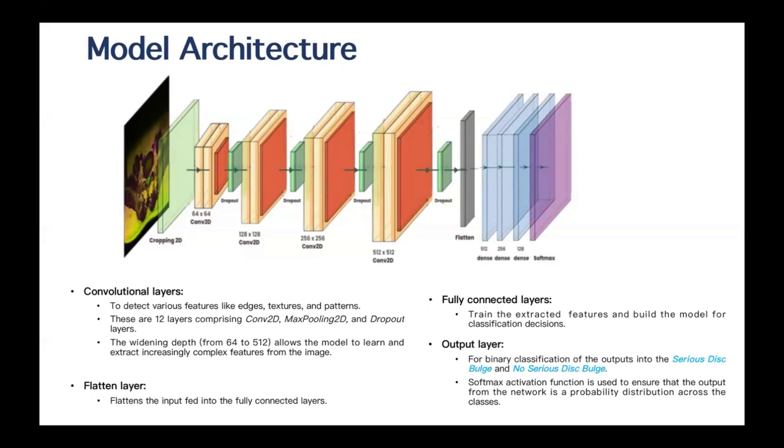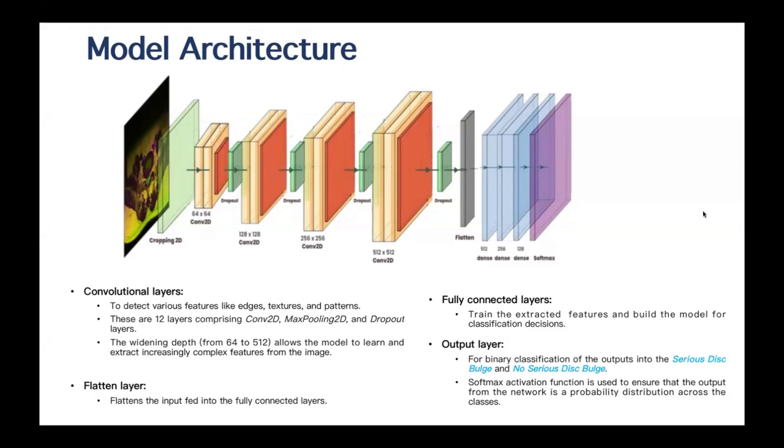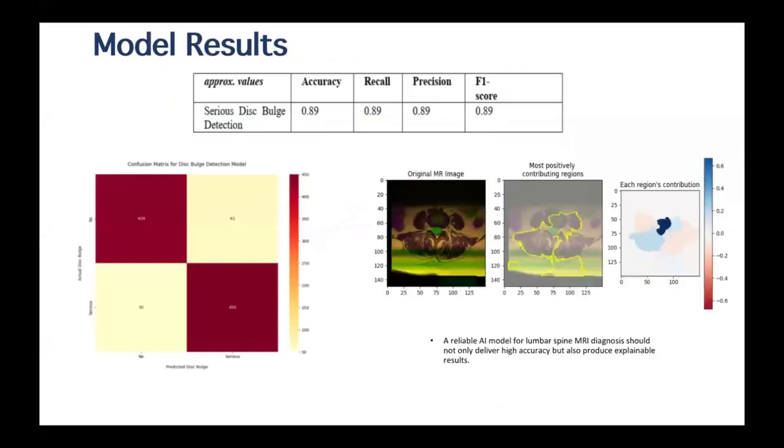We had a flattening layer, which is used to flatten the inputs fed into the fully connected layer. So we had a fully connected layer which trains the extracted features and does the classification decisions, and we have the output layer for our binary classification. Softmax was used as our activation function to ensure that the output from the network is a probability distribution across the classes.